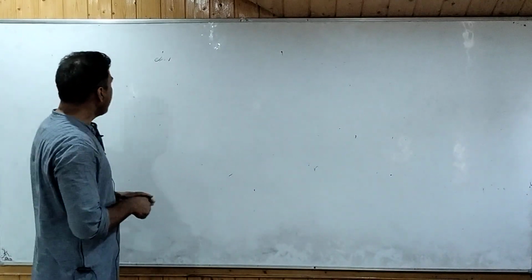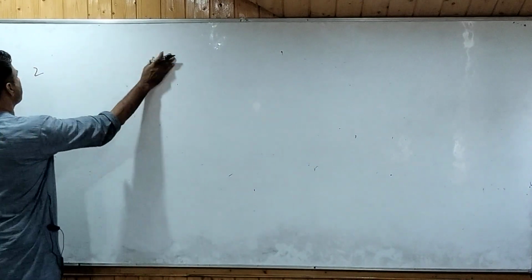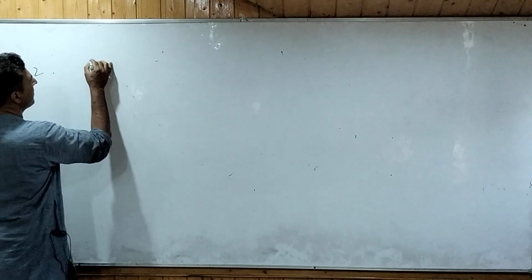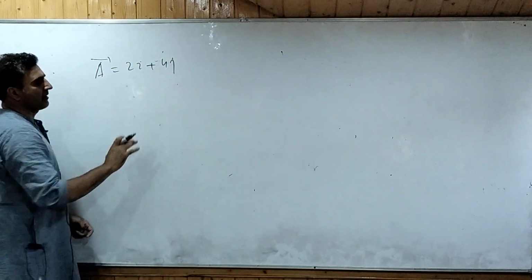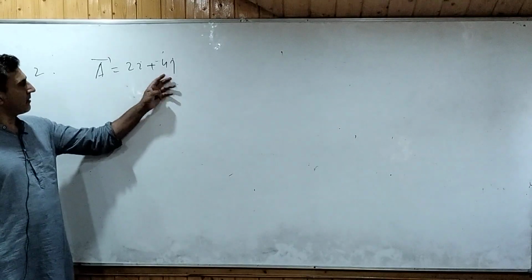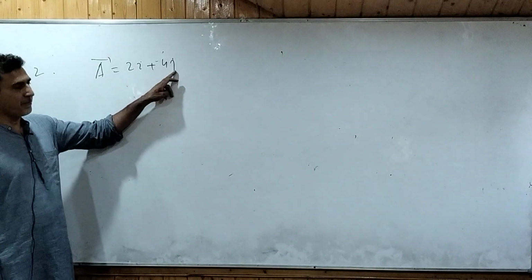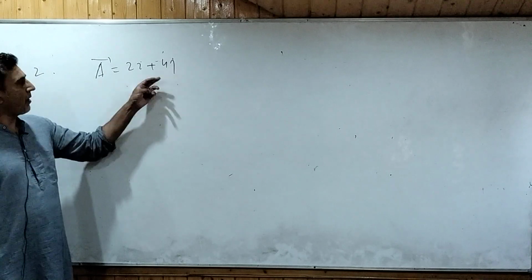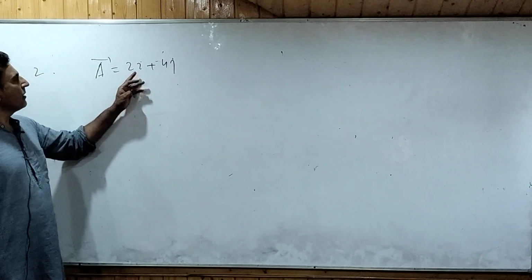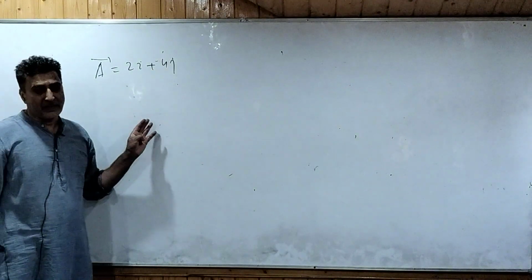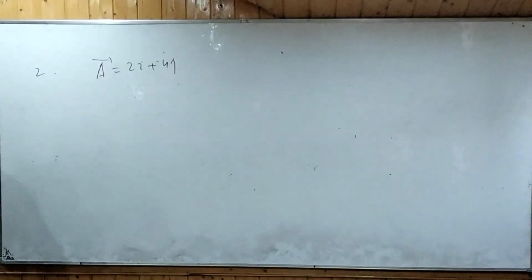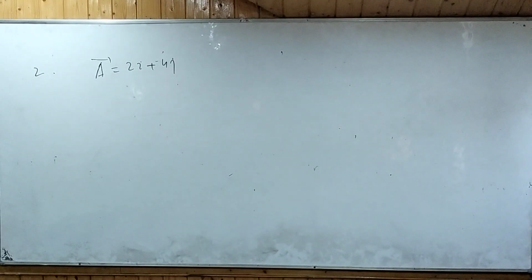Okay. Now, suppose I have a vector A is equal to 2I plus 4J. It is a planar vector. If I ask you in which plane this vector lies, the answer should be XY plane. I means X, J means Y, XY plane. If I ask you what's the magnitude of this vector, you can write square root of 2 square plus 4 square. And you can also find the direction that we have already discussed.